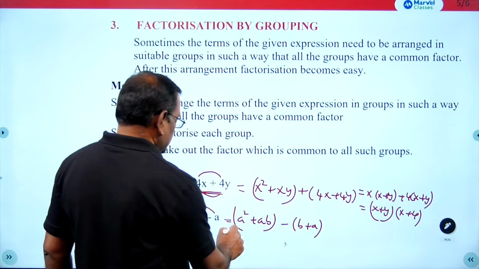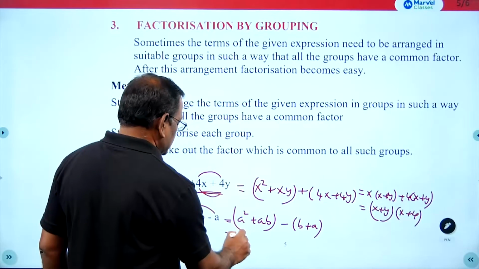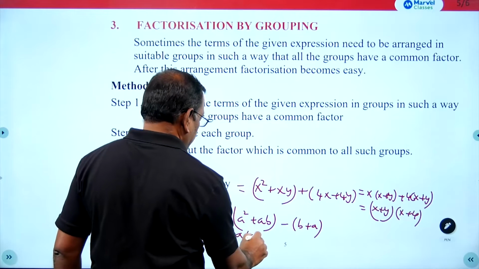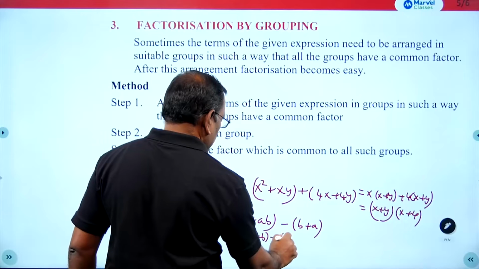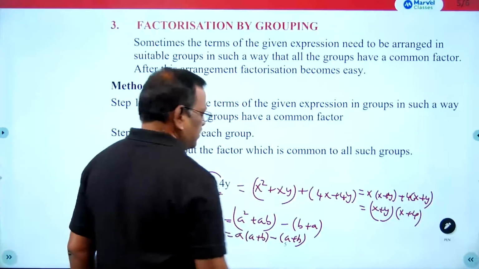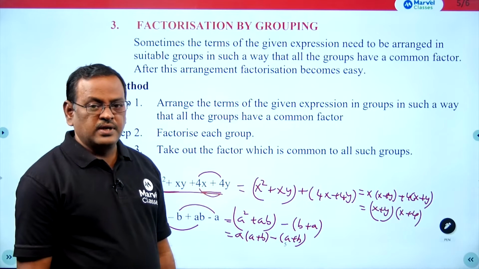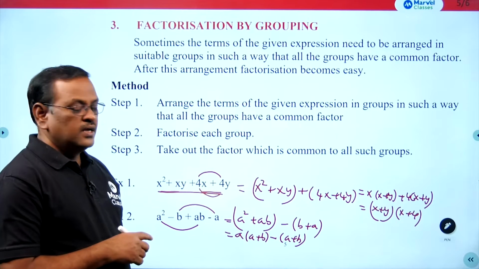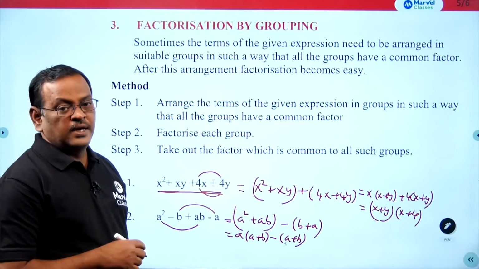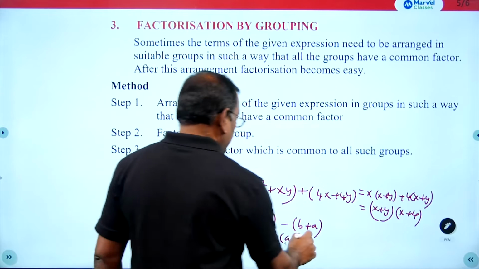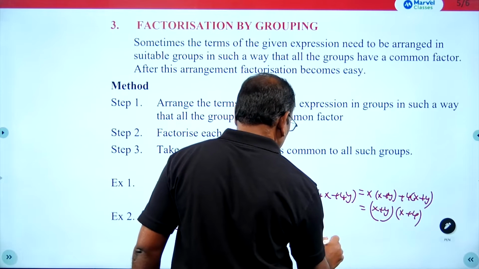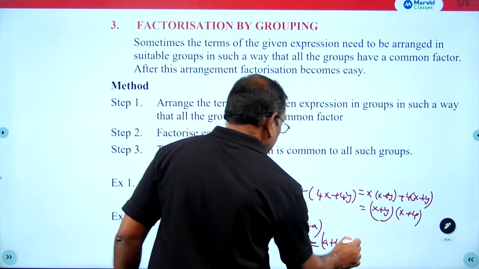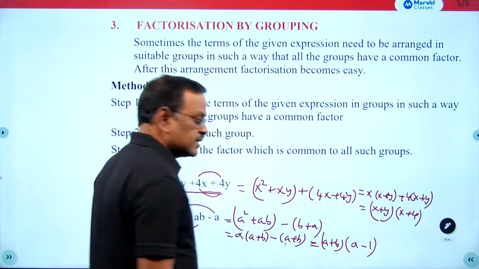Now in the first group, yes, one common factor is there. So what is the common factor? A is the common factor. So A into A plus B, minus B plus A, you can write it as A plus B, because the middle sign is positive, you can write in any order. Now again apply the previous concept. One binomial common factor is there. What is that binomial common factor? A plus B. So if you take A plus B outside, the remaining factors are here A and here 1 minus 1, correct?